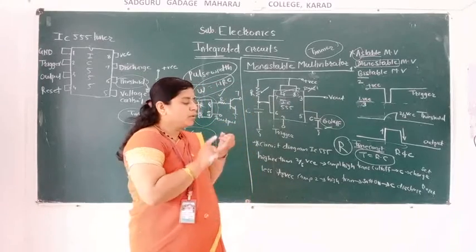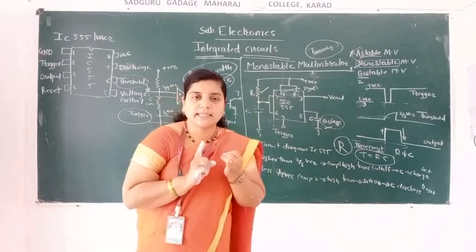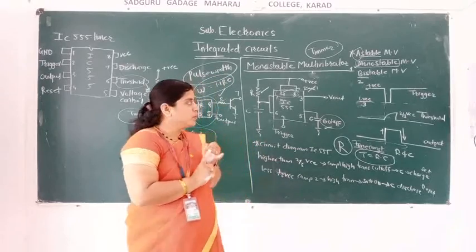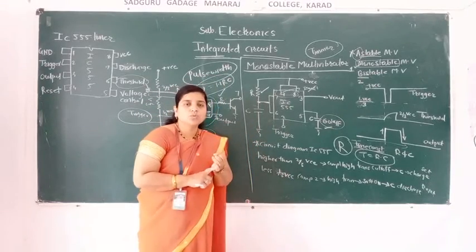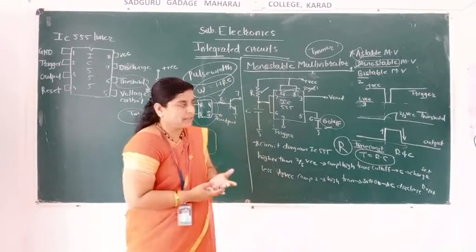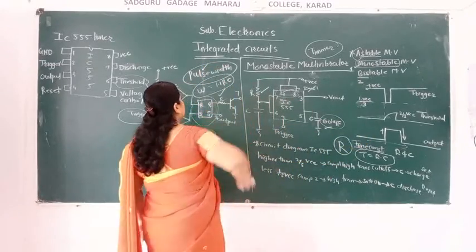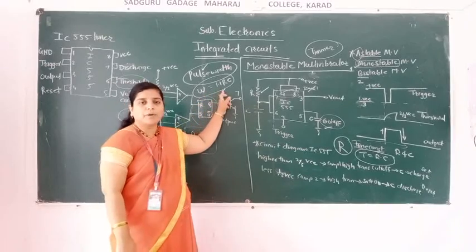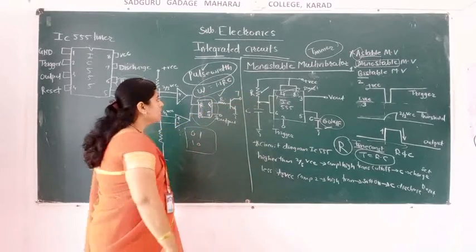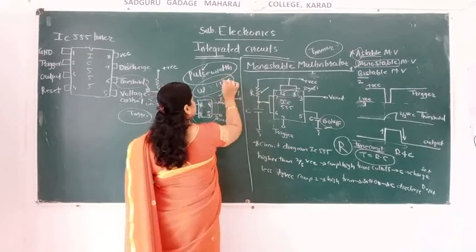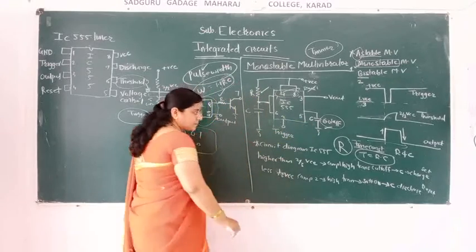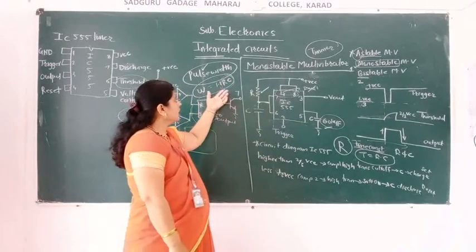You have to say that monostable means only one state is stable. Then the monostable multivibrator is used to generate the pulse width, and that width is given as 1.1 RC, because the time constant depends on this R and C.